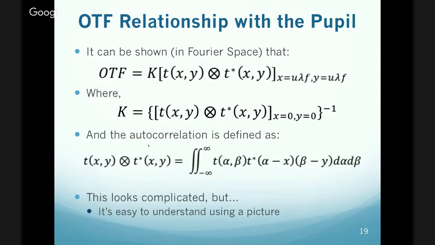And that k factor is just a normalizing factor. So it's the same thing at the origin. And we have to do that with the OTF because the OTF is defined to be 1 at the origin. And I'll tell you why that is in just a minute.